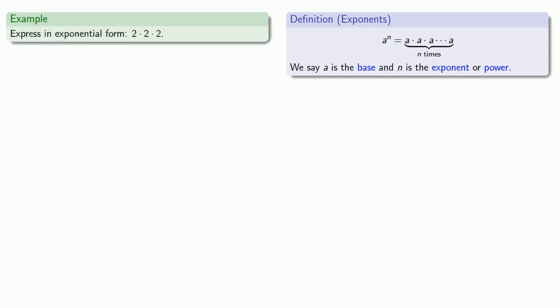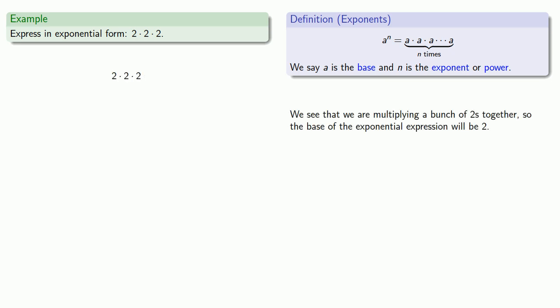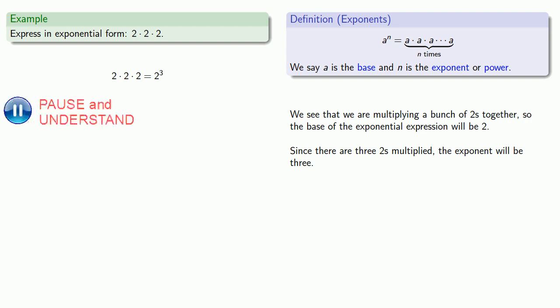We should be able to go the other way and write something in exponential form. Again, we see that we are multiplying a bunch of 2s together, so the base of the exponential expression will be 2. And arithmetic is bookkeeping, so we'll count the number of 2s that we have, 1, 2, 3. And since there are 3 2s multiplied, the exponent will be 3.